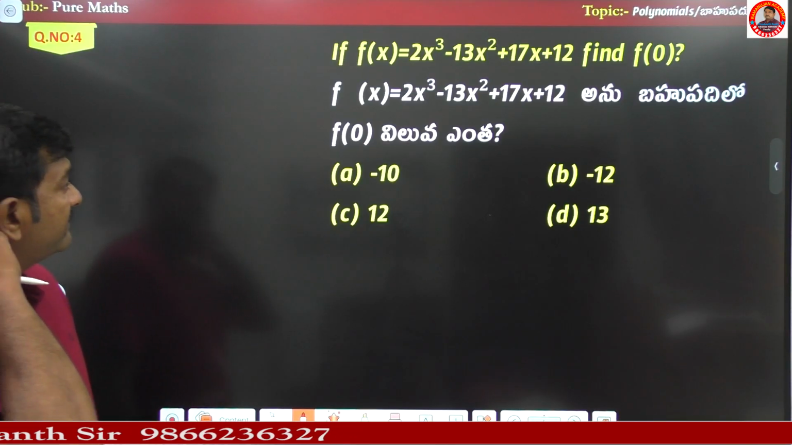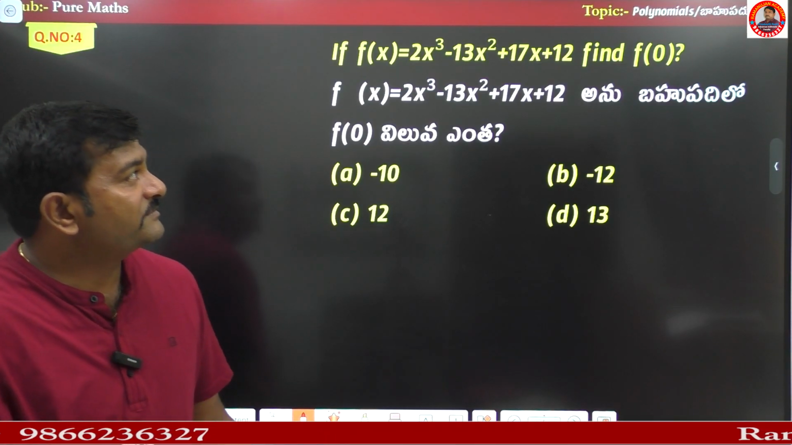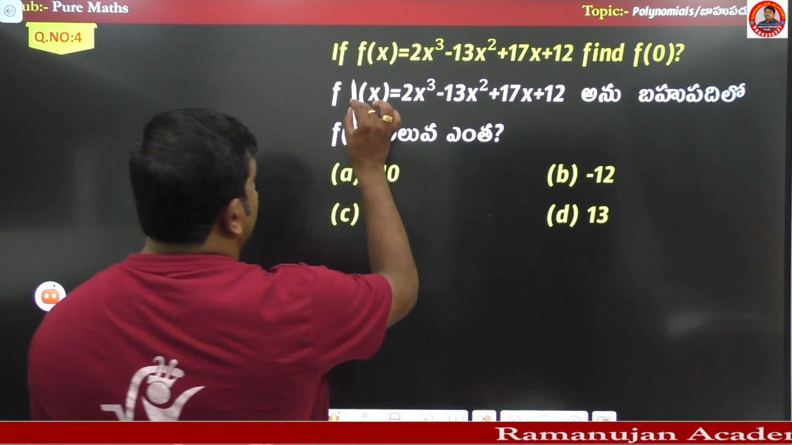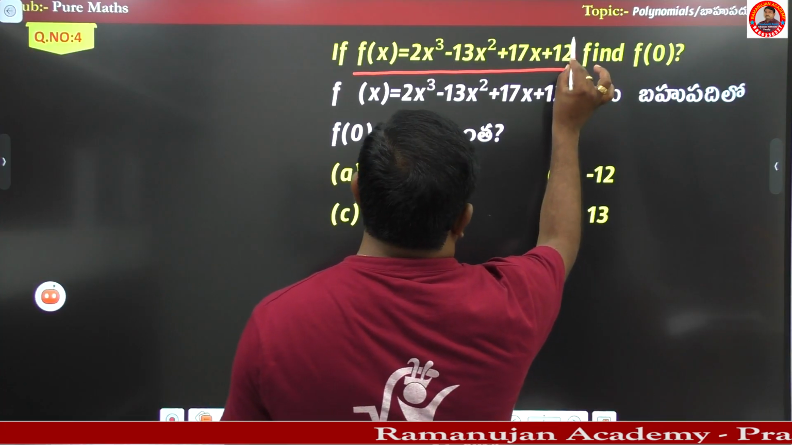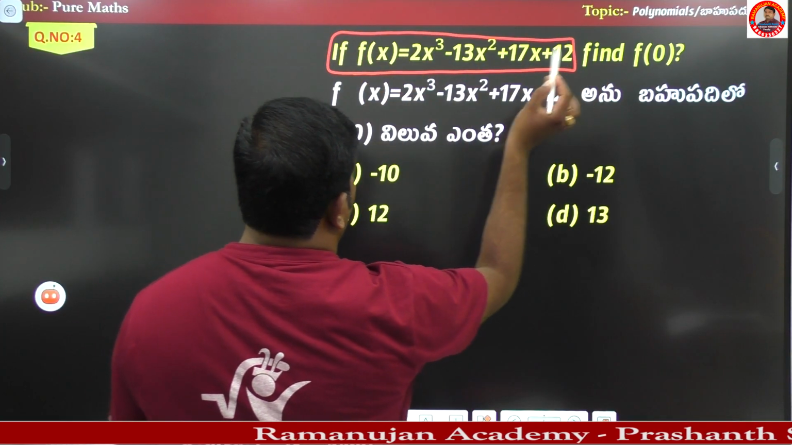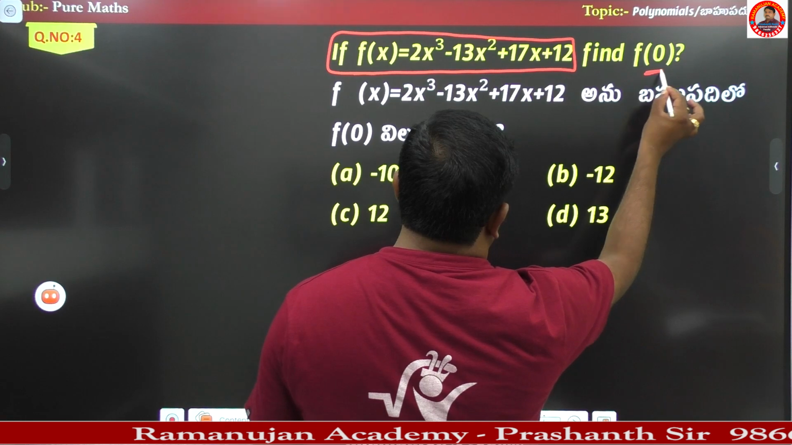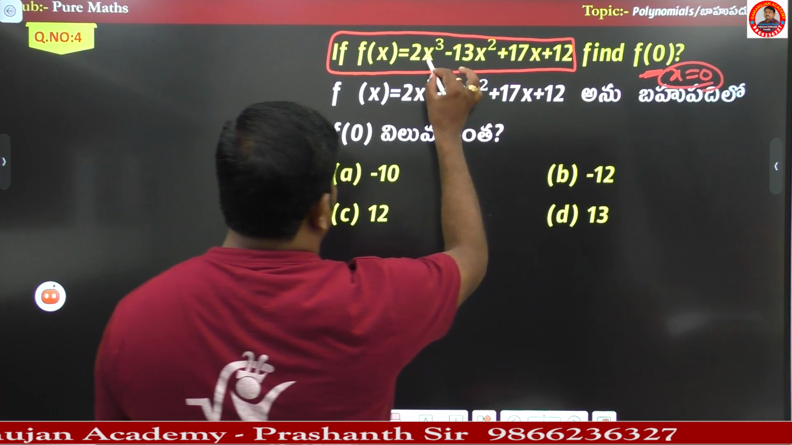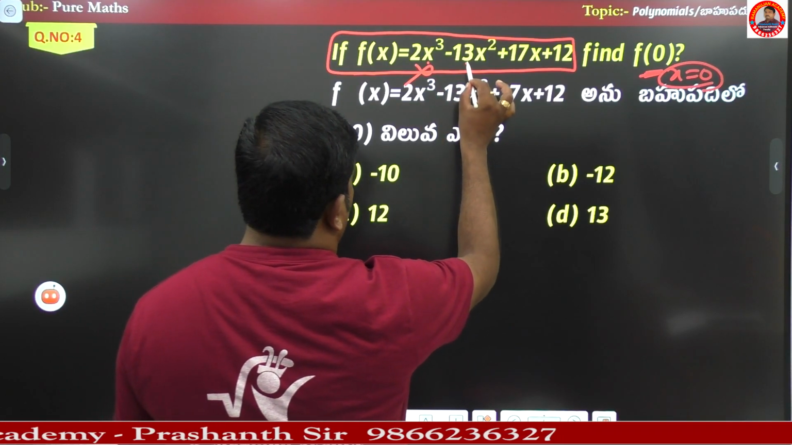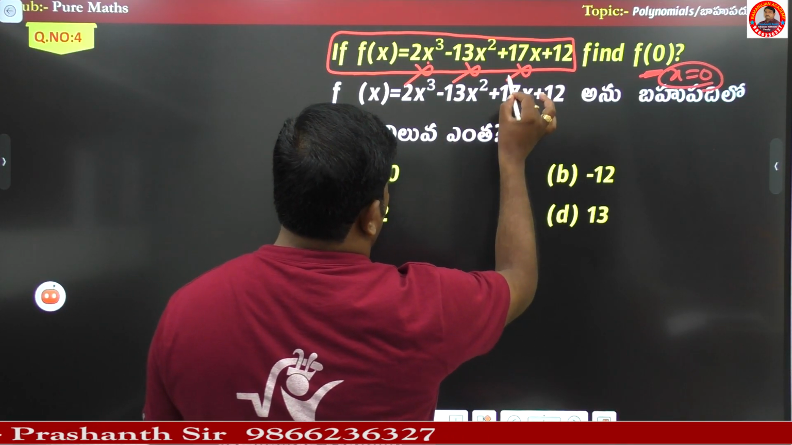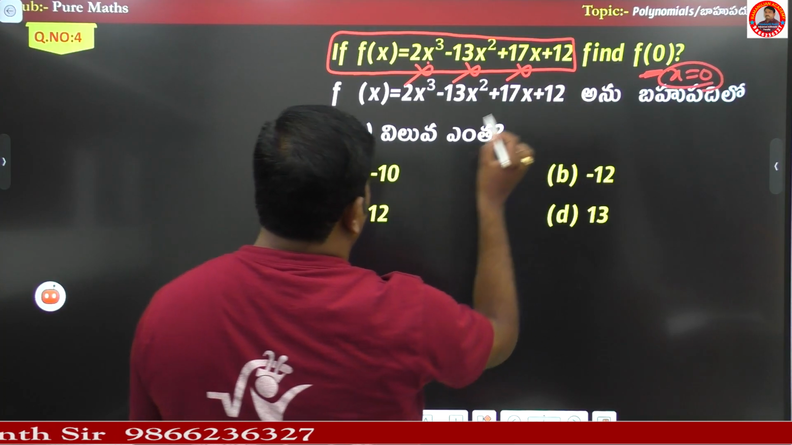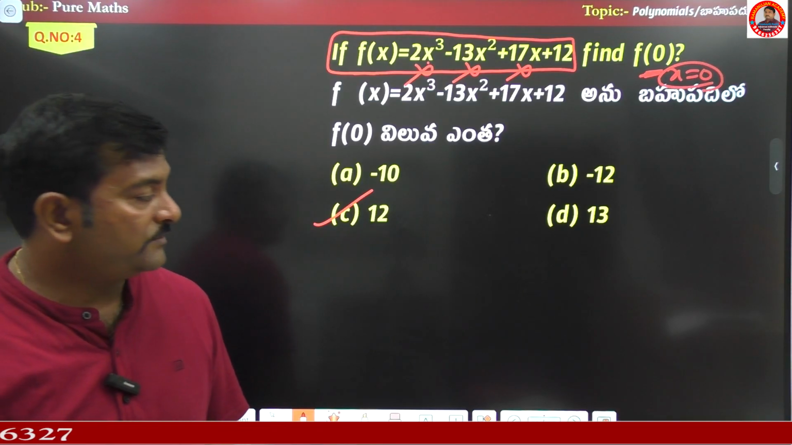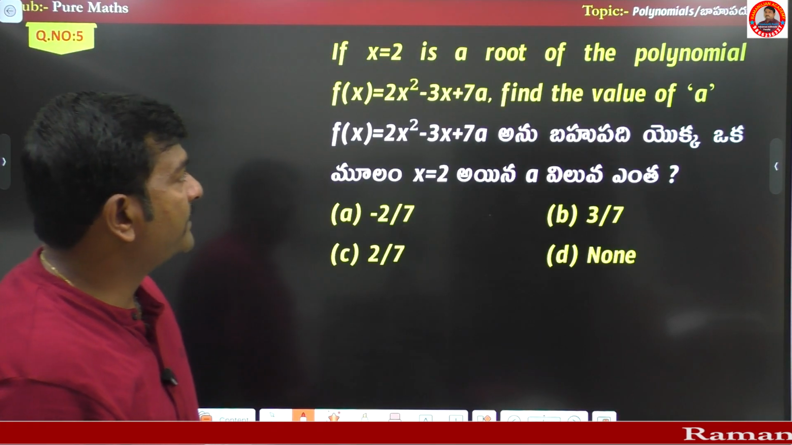Observe here, again f of x is given. He asked to find the value of f of 0. Very simple. This type of question we can answer without putting pen on paper. This is the given polynomial f of x, and f of 0 will be obtained by putting x equal to 0 in the given polynomial. Putting 0, this term is 0, this term is 0, this term is 0. Finally, the value we get is 12 only. Have you understood? 12 is the value of that.